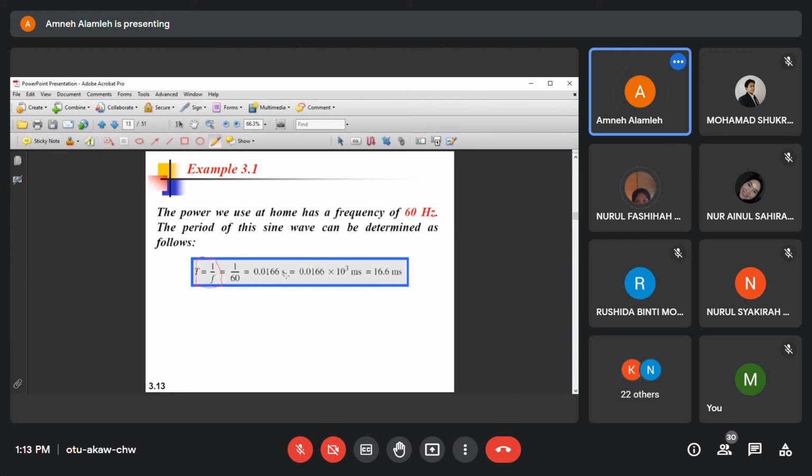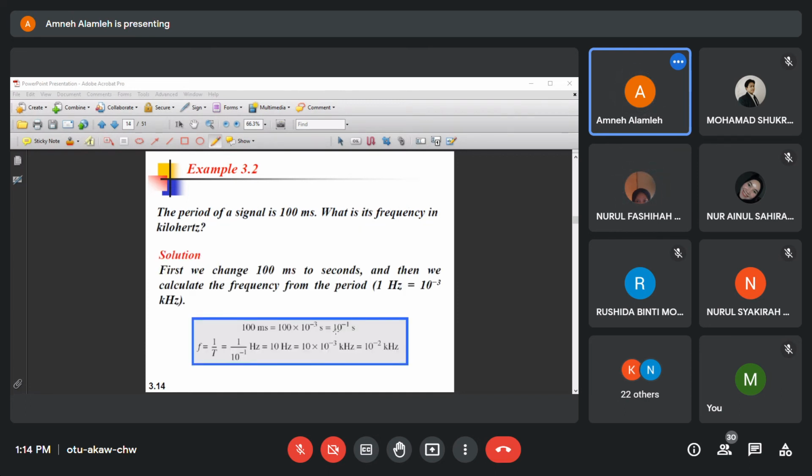And we can convert the seconds to milliseconds by multiplying with 10 to the power 3. So it is now 16.6 milliseconds. We calculate the period by 1 over frequency, which is 60. So simple, right? Is it clear? Clear, Doctor. Yeah, because we have the rule, T equals 1 over F.